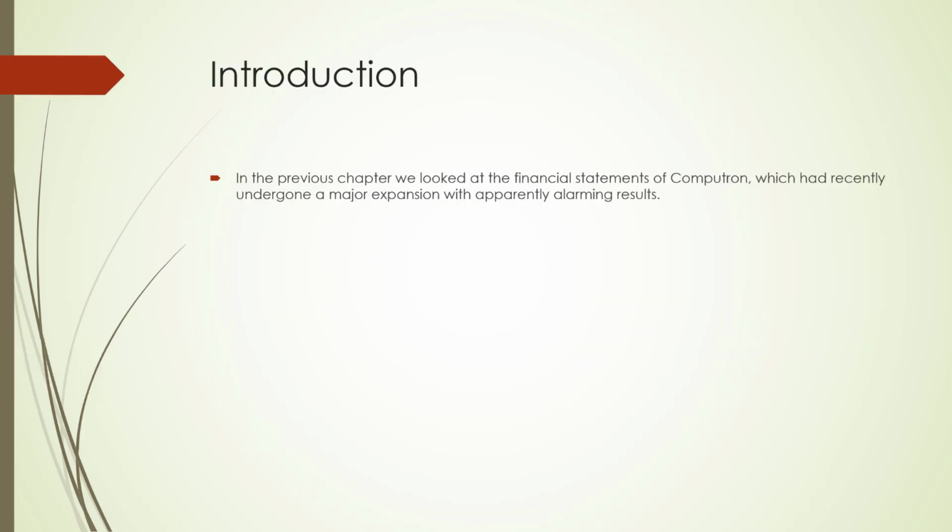So, in the previous chapter, chapter 6, we were looking at the financial statements of Computron, and if you'll recall, they had recently undergone a major expansion, and management was not very happy with the way that things appeared to be going. In this chapter, we're going to continue looking at Computron, but we also will have forecasted financial statements for 2019, and this is the subject of chapter 9, which we'll do next, forecasting financial statements.